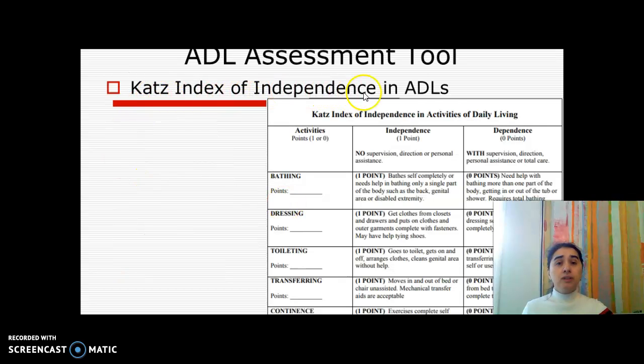And the Katz Index of Independence in Activities of Daily Living is a tool that we will use for evaluation of the patient's needs in activities of daily living. You will be given a short case scenario that you will use. One point is given for each section, and then you will calculate and be given a score. Based on the score, you will determine the level of care necessary.